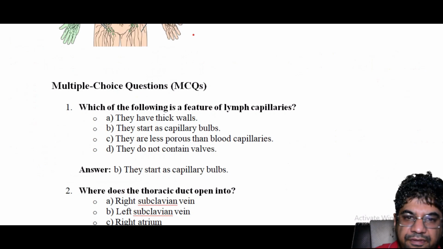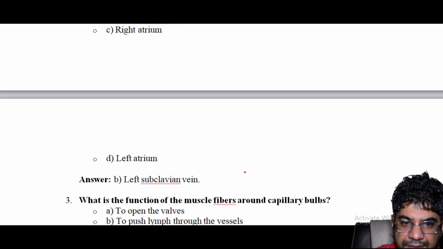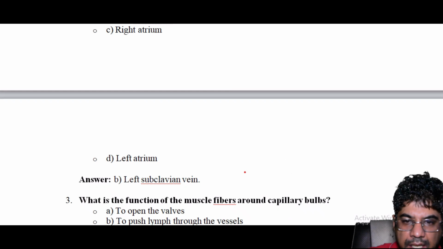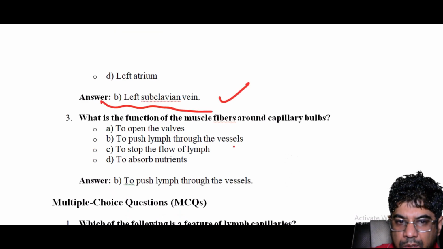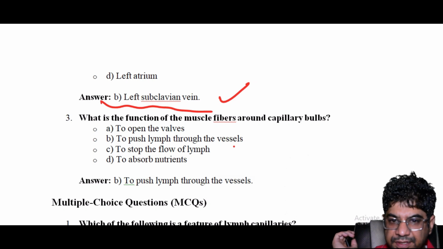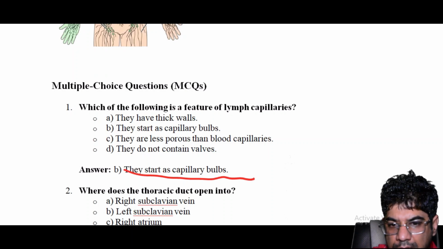Now which one is the feature of the lymph capillaries? They start as capillary bulbs. That's the answer. Where does the thoracic duct open into? It opens into the left subclavian vein that we have already discussed. And what is the function of the muscles around the capillary bulbs? It's to push the lymph throughout the vessel.